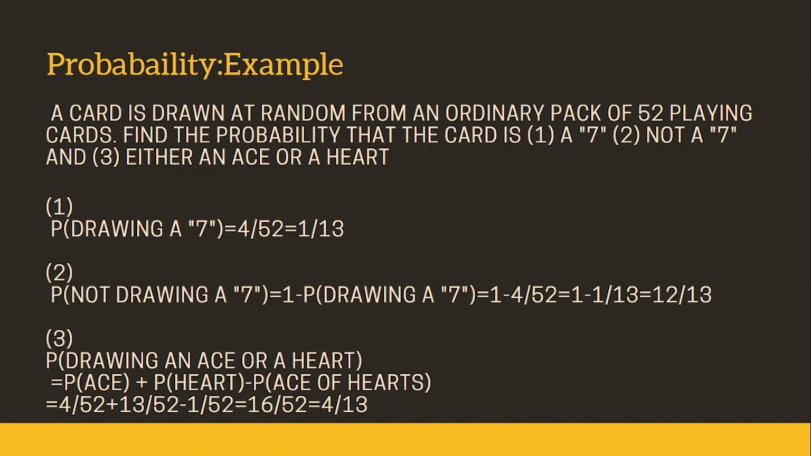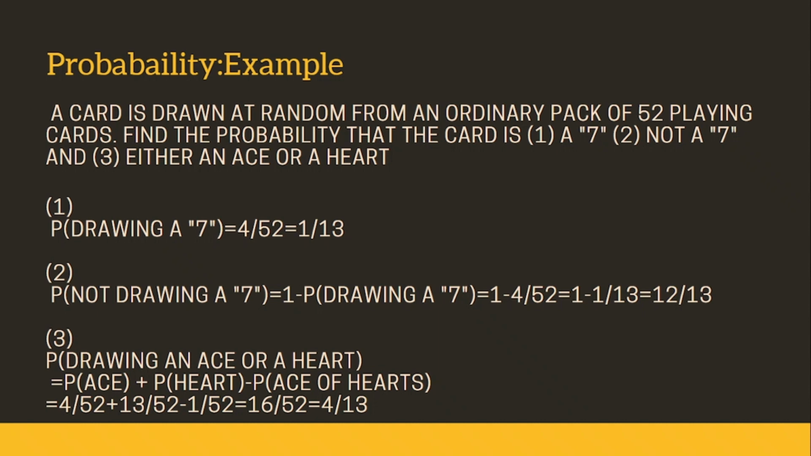So 1 in 13. The probability of not drawing a 7 is just 1 minus the probability of drawing a 7 itself. So we just look at the complement. We can do 1 minus 4 over 52, which becomes 1 minus 1 over 13, equals 12 over 13. Then in the case of drawing an ace or a heart, we take the probability of getting an ace plus the probability of getting a heart. But because there are scenarios where you get the ace of hearts, you have to minus 1 more card. So finally you get 4 over 52 plus 13 over 52 minus 1 over 52 to get 16 over 52, which is 4 over 13.